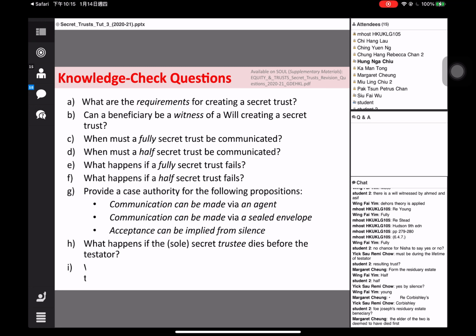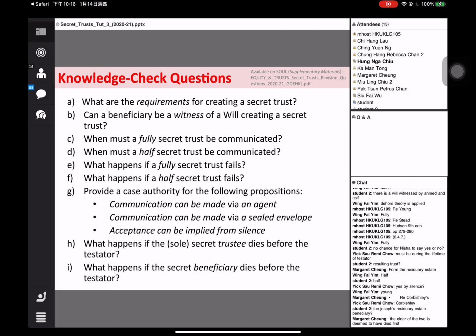So if the secret trustee dies before the testator, the court can appoint trustees. Of course, the testator himself may appoint someone, a secret trustee. But let's say that he dies shortly afterwards or doesn't get round to doing it. In that situation, the court can appoint someone, so long as the terms are ascertainable, so maybe they're written down in a letter somewhere.